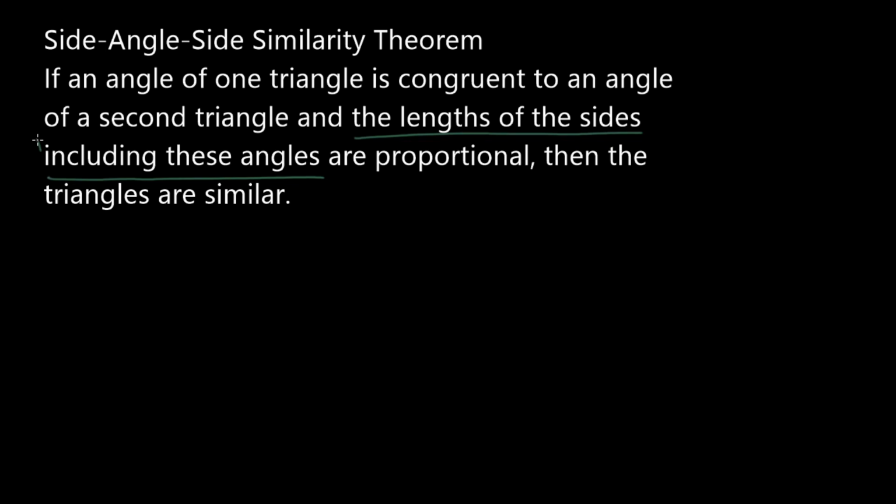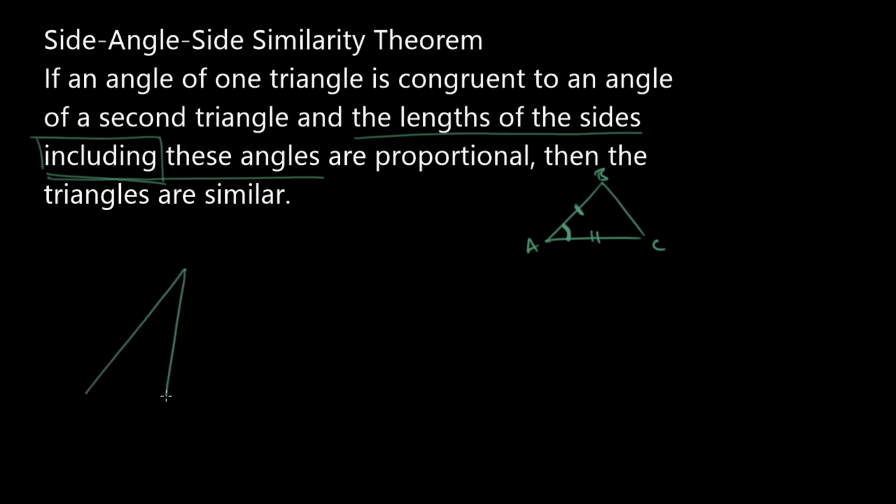So we have to remember what this word here, including, means. If I have a triangle and I want to talk about this angle right here, the included sides would be sides AB, this one here, and then side AC. These are the sides that include this angle here. So what does that look like? Let's do this one more time.